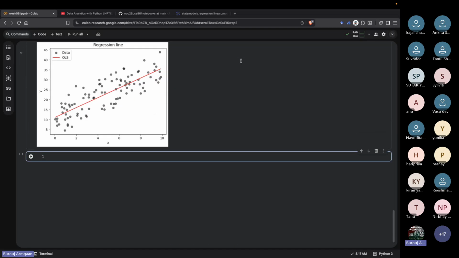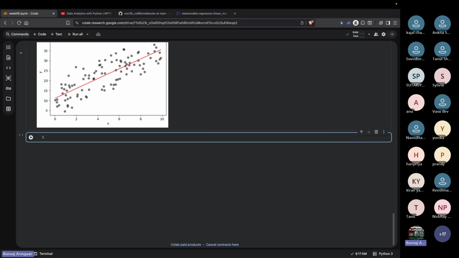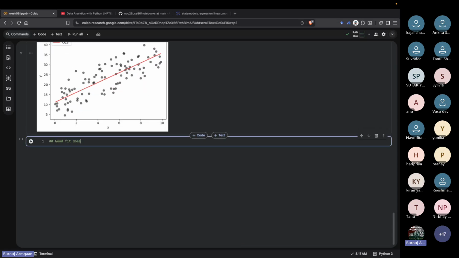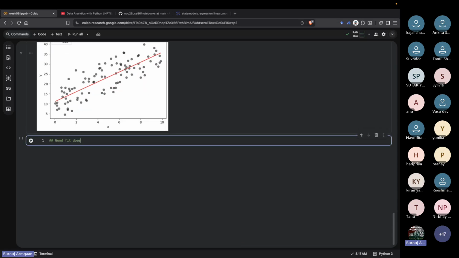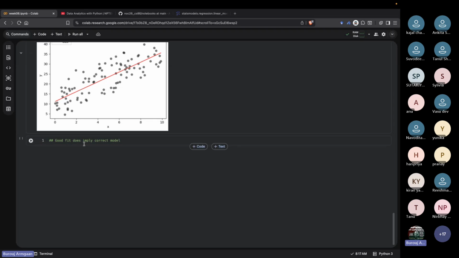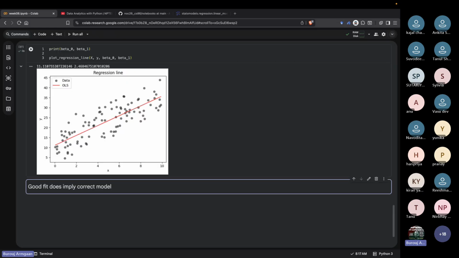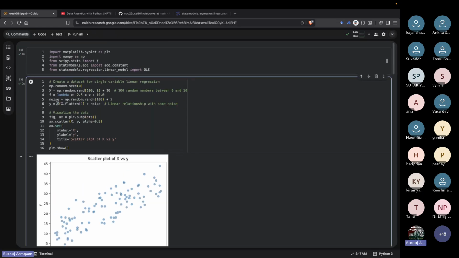Same thing. Okay. Now consider the scenario where a good fit of your data may not always imply that the relationship is linear between the data. So good fit does not imply correct model. Let me give you an example of this. You can close this part.